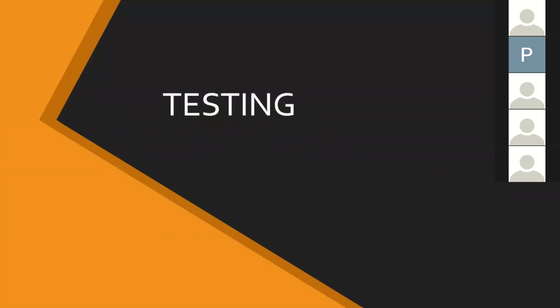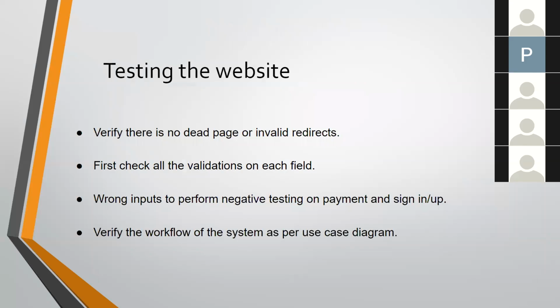Web application testing is a software practice that ensures quality by testing that the functionality of a given web application is working as intended or as per the requirements. Testing the website, verify there is no dead page or invalid redirects. First, check all the validation on each field. Use wrong inputs to perform negative testing. Verify the workflow of the system and the data integrity. This website is fully responsive, and in the website, all the buttons and pages are properly working.